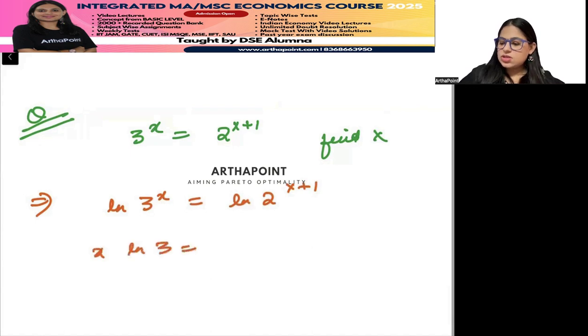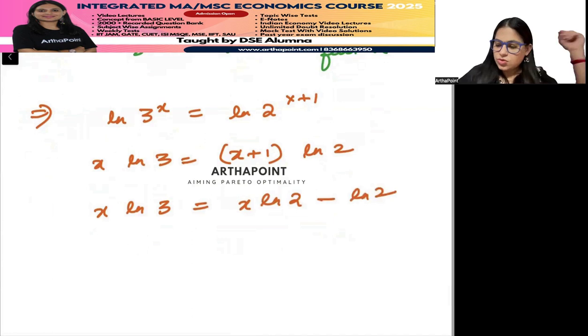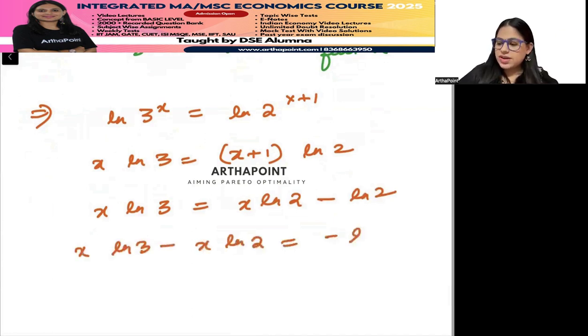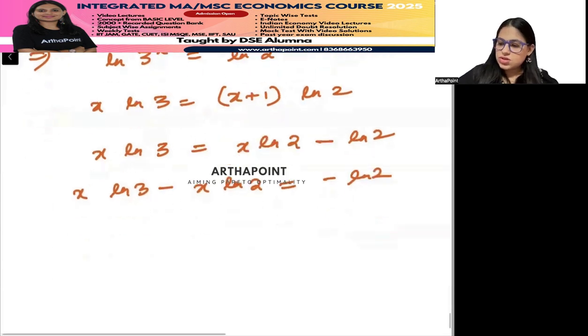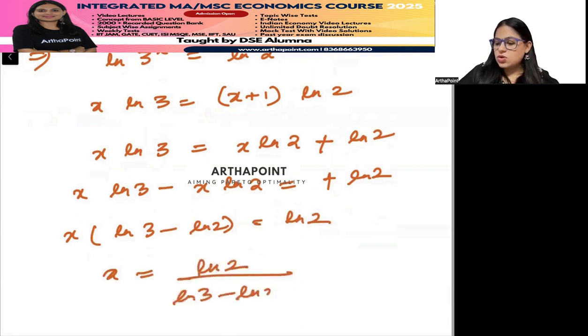x log 3 is equal to (x plus 1) log 2, right? So x log 3 is equal to x log 2 plus log 2. So x log 3 minus x log 2 is equal to log 2. So x (log 3 minus log 2) is equal to log 2. So x will be log 2 divided by (log 3 minus log 2).